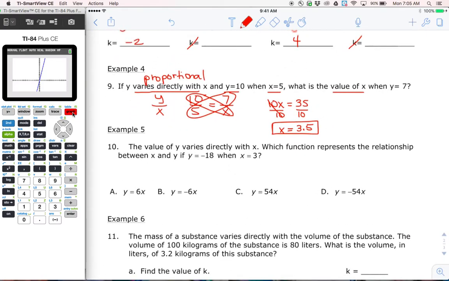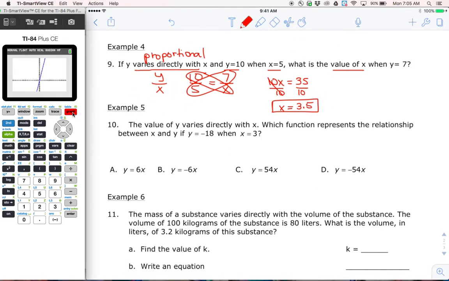All right? And that kind of makes sense if you think about it, because 10 and 5, isn't that half? Isn't 5 half of 10? So if I know that y is 7, wouldn't x be half of that, which is, yeah, 3.5, right? Should kind of all click here.